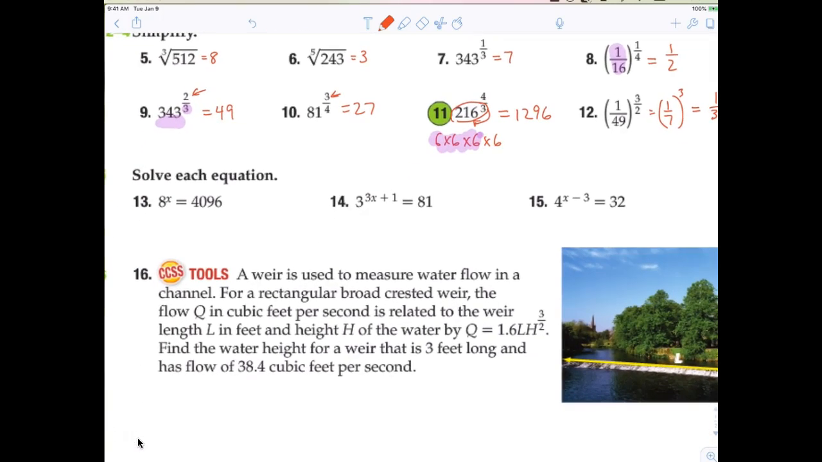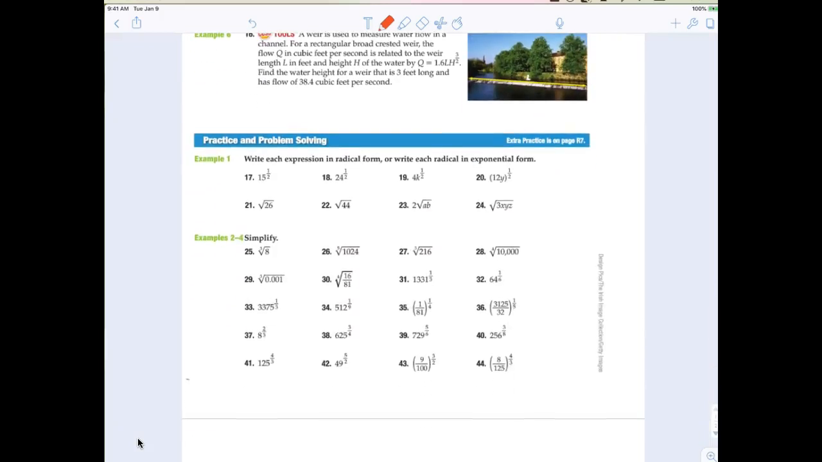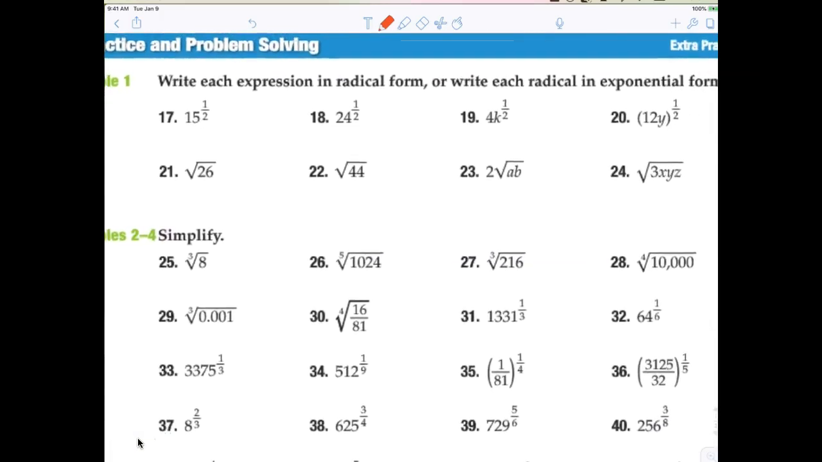Now, I'm trying to see what I want you to do. No, I don't want you to do 13, 14, 15. I think I left those off, didn't I? Yeah. All right. So here we go.